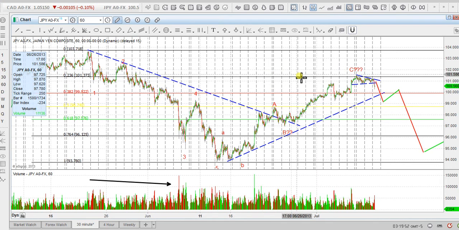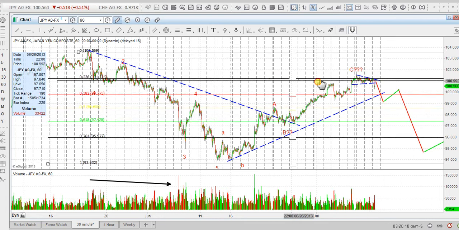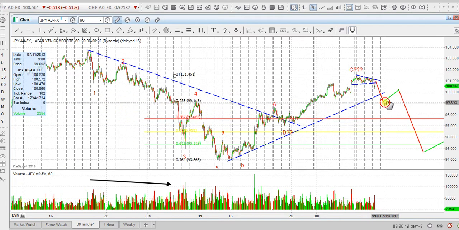We also see a bounce off that 76.4% retracement, but that 0.236 fib line, which is 101.373. So price action flirted with that, and it's currently in that region, but we are expecting it to push a lot lower.